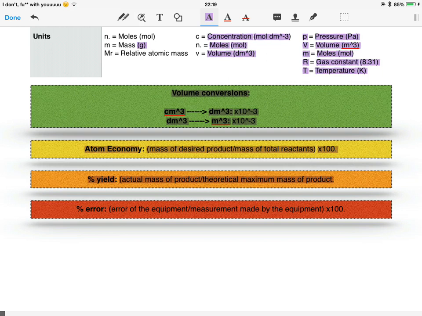Finally then we have the percentage error, and this is the error of the equipment divided by the measurement you made by the equipment times by 100. So for example, in a titration, you would have your error for your burette divided by your titre, say 22.5, times that by 100, and that's your percentage error for the burette. But that's just an example.